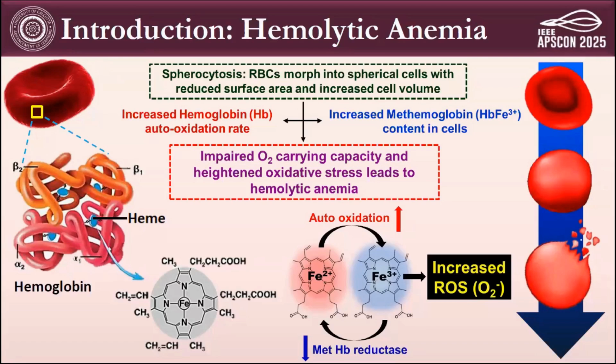The ferric hemoglobin there is a non-functional form of hemoglobin, and the body uses enzymes like methemoglobin reductase to reduce it back to the ferrous state. But such activities are affected due to spherocytosis, and it increases the amount of ROS produced in the body, leading to hemolysis or cell death, and hence the term hemolytic anemia. An early detection of such conditions can lead to better or improved treatment.